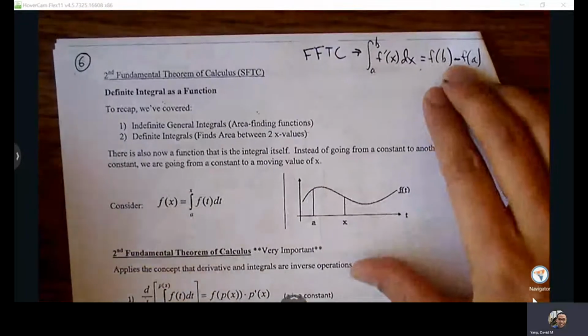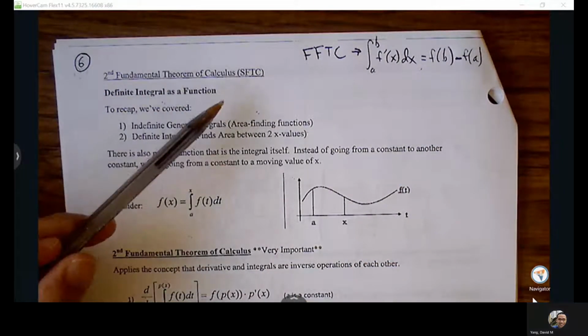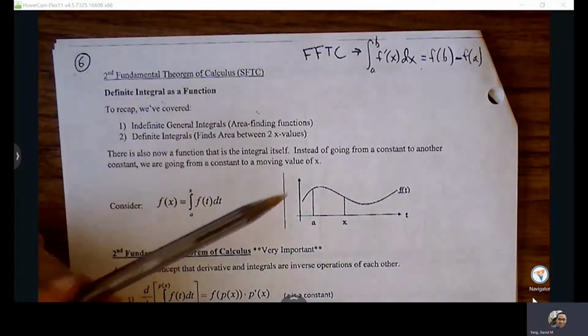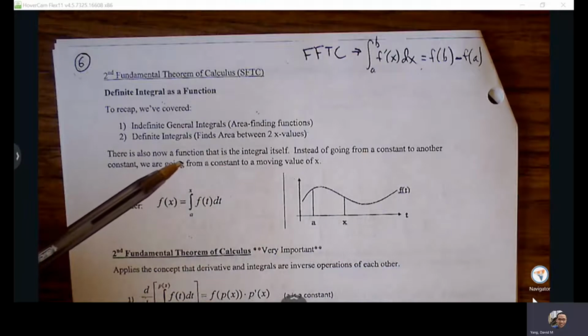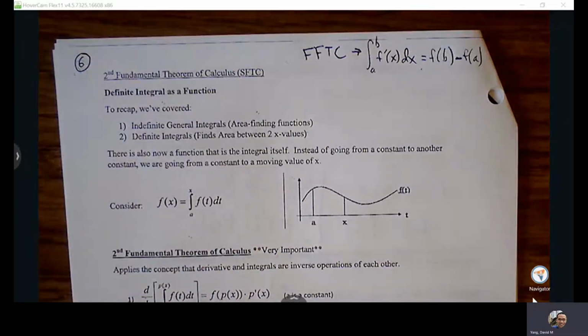Okay, so that's the first theorem. We also have something called the second fundamental theorem of calculus, and this is really going to highlight the relationship between derivatives and integrals, that they're essentially going to cancel each other out. Okay, and we're going to use that relationship to our advantage because we can skip a whole lot of process in between if we know that we're just going to end up where we started.